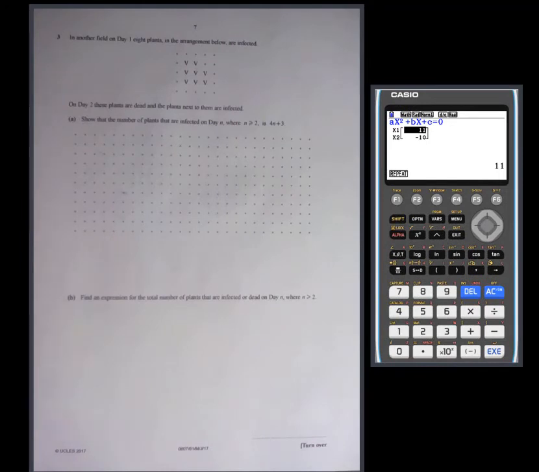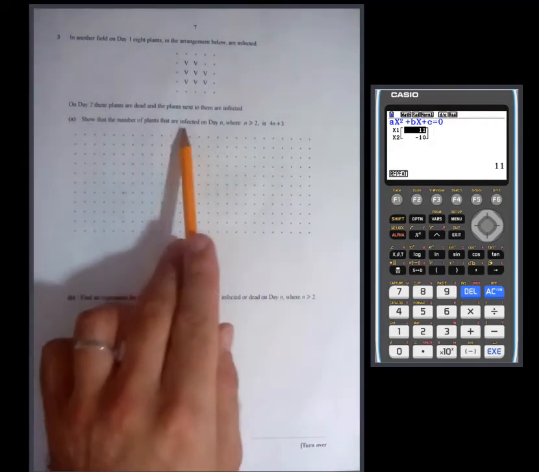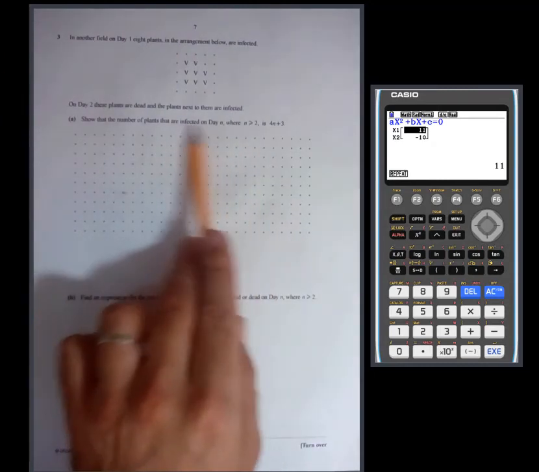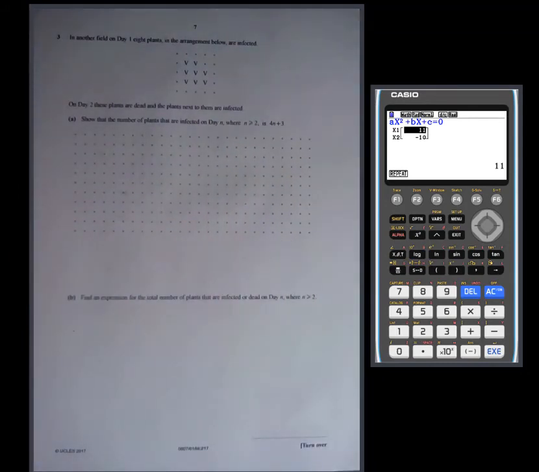Number 3, in another field, on day 1, 8 plants in the arrangement below are infected. So this is a slightly different arrangement. You've got 1, 2, 3, 4, 5, 6, and you've got a bit of a gap, healthy plant there, and then 2 more that are infected. On day 2, these plants are dead, and the plants next to them are infected, so the virus is still spreading in the same way. Show that the number of plants that are infected on day n, as just infected, as in the V's, where n is greater than or equal to 2, is 4n plus 3.